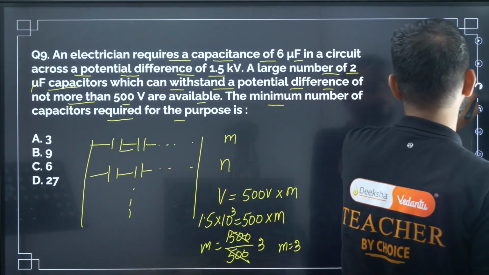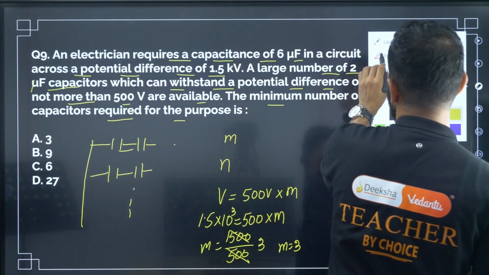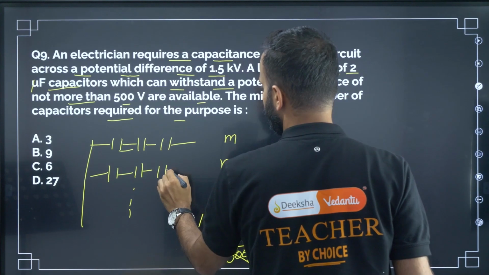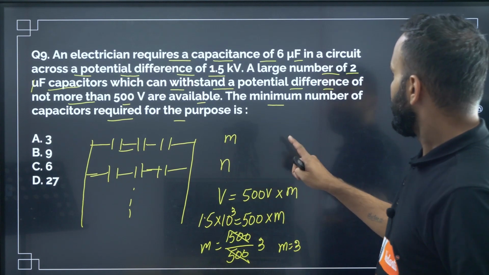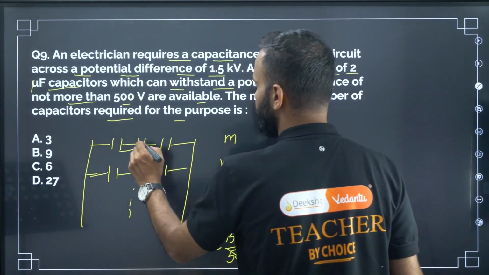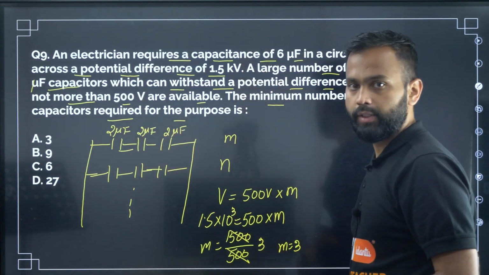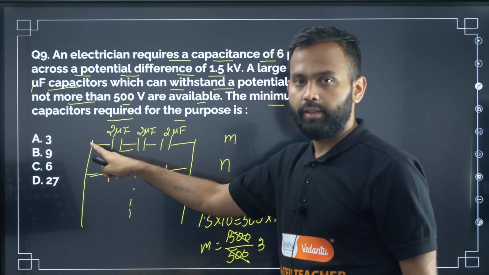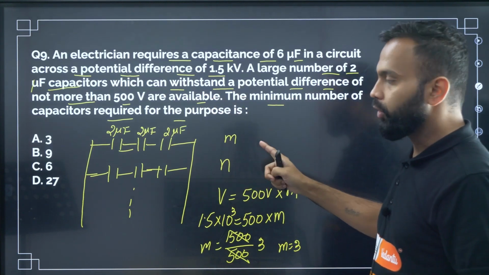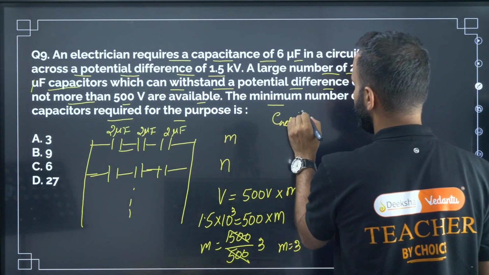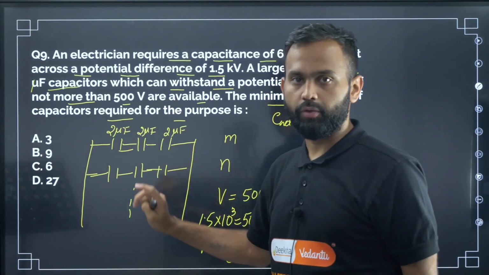Okay, I will redraw this diagram. Total 3 capacitors are there. What is the capacitance of each capacitor? 2 microfarad, 2 microfarad and 2 microfarad. So now what is the net capacitance? Here the net capacitance is 1 by 2, 1 by 2, 1 by 2, that is 3 by 2, so the net capacitance is equal to 2 by 3 microfarad.